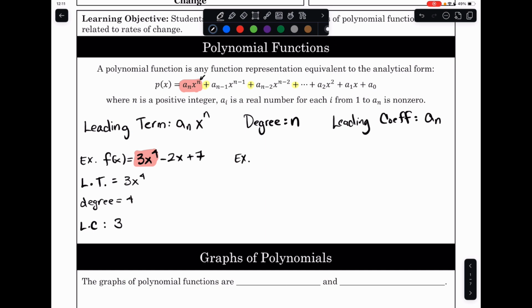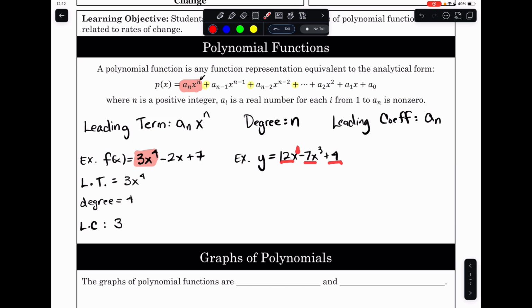This time, instead of using f of x, I use the notation y. Y equals... Now, in this example, our leading term is not the 12x, okay? Just because it's in the front does not mean it's the leading term. The leading term is going to be the term, and again, here there's three of them, where the exponent is the highest.